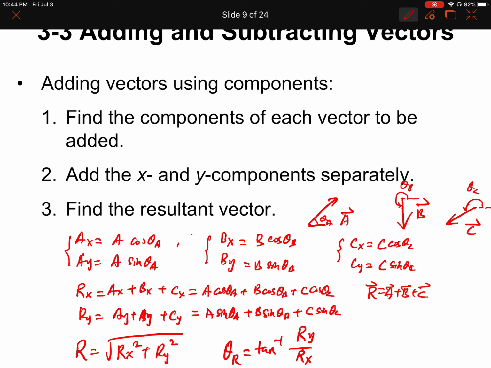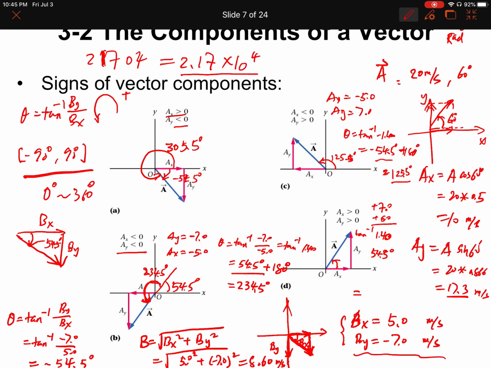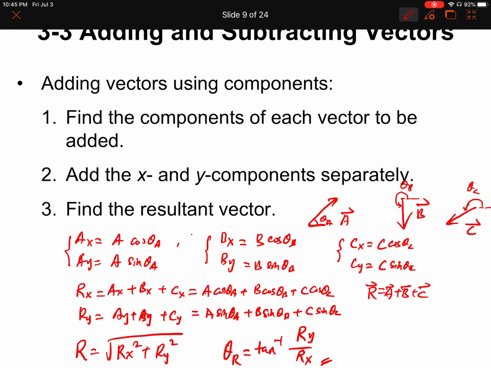Okay, and you have to determine or check which quadrant this angle will be. Okay, so use this one, right? Which quadrant? Based on the sign, right? Both of them positive, first quadrant; both of them negative, third quadrant. Ry positive, Rx negative, second quadrant. Ry negative, Rx positive, fourth quadrant. Okay, so you can figure out which quadrant it should be. And then you figure out what is the addition of the vectors.